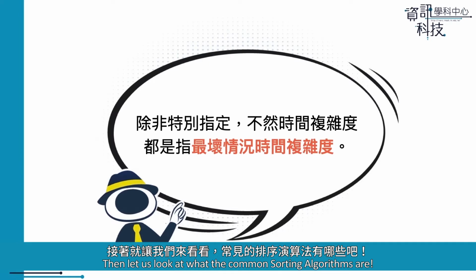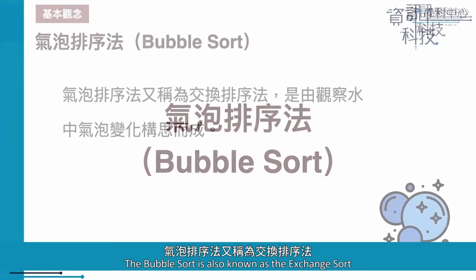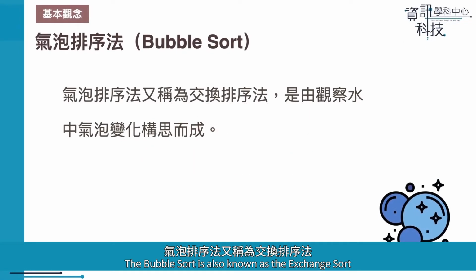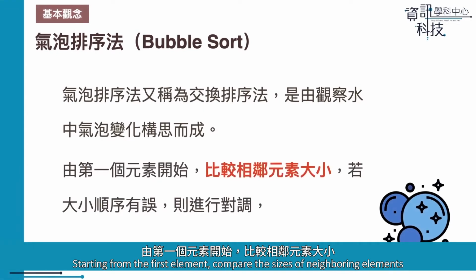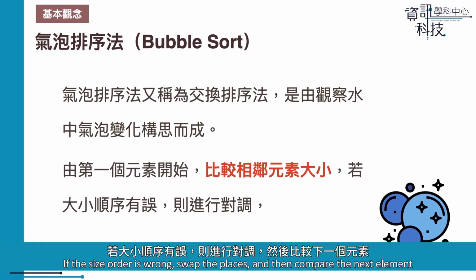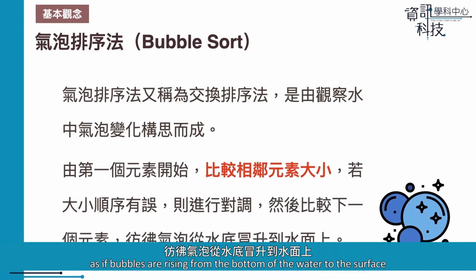Then, let us take a look at what the common sorting algorithms are. Bubble sort. The bubble sort is also known as the exchange sort. It is conceived by observing the changes of bubbles in the water. Starting from the first element, compare the sizes of neighboring elements. If the size order is wrong, swap the places and then compare the next element, as if bubbles are rising from the bottom of the water to the surface.